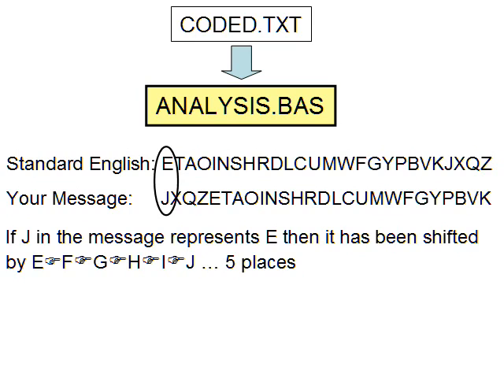For example, E is usually the most common letter, so see how much further down the alphabet your most common letter is than E. So in this case, E is the most common letter and J is the most common letter in the message. So E, F, G, H, I, J. That's 5 places it might have been shifted.